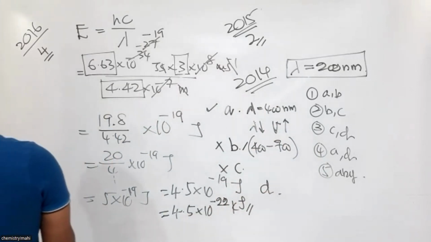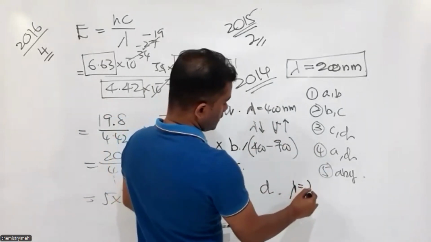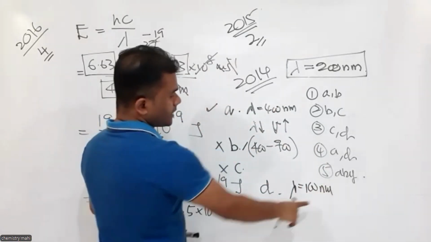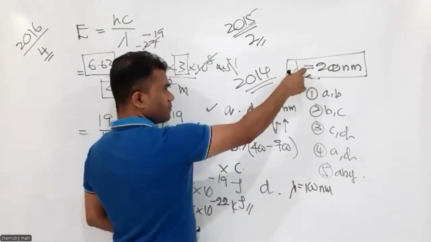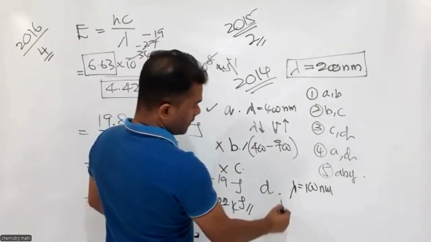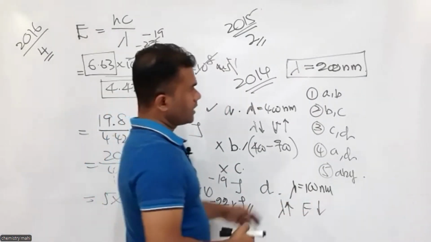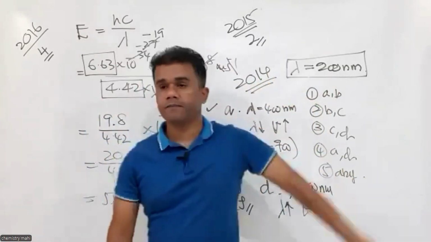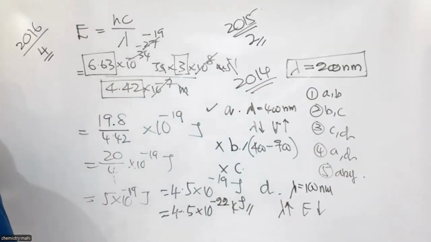D: its photon has a higher energy than a photon of wavelength... Here lambda is given as 200. No, 100 nanometer, right? This is the given value, so we refer to this one. Once I go from the given to this, lambda increases. When lambda increases, what happens to energy? Energy decreases. Lambda increases means energy decreases. Therefore, it has lower energy compared to this one. Is it given as lower energy? Its photon has a higher energy than a photon of radiation of wavelength 100 nanometer. That is also wrong.